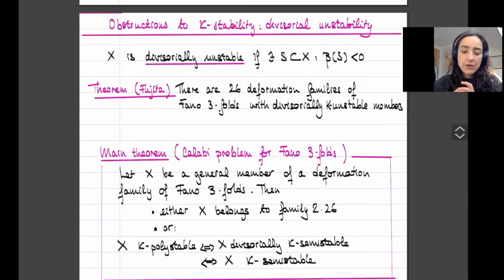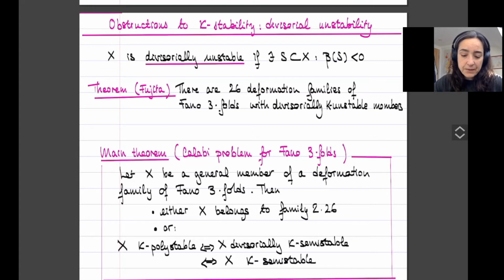The way he proved this is really interesting in that he just went and looked at the Mori-Mukai classification. It's possible from the Mori-Mukai classification to extract essentially the shape of all pseudo-effective cones of Fano threefolds. And he just went and looked at all possible divisors and their beta invariant and found the deformation families of Fano threefolds which had divisorially unstable members.